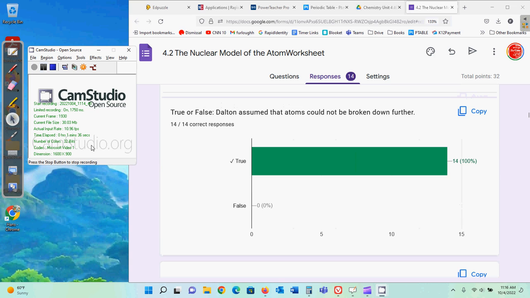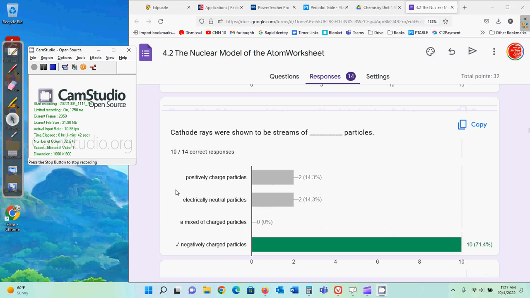Just for a moment of positivity, everybody got this one correct. Great job. All right, cathode rays were shown to be streams of blank particles. They're electrons, so they're negatively charged particles because electrons are negative. So that's the answer. Negative particles.